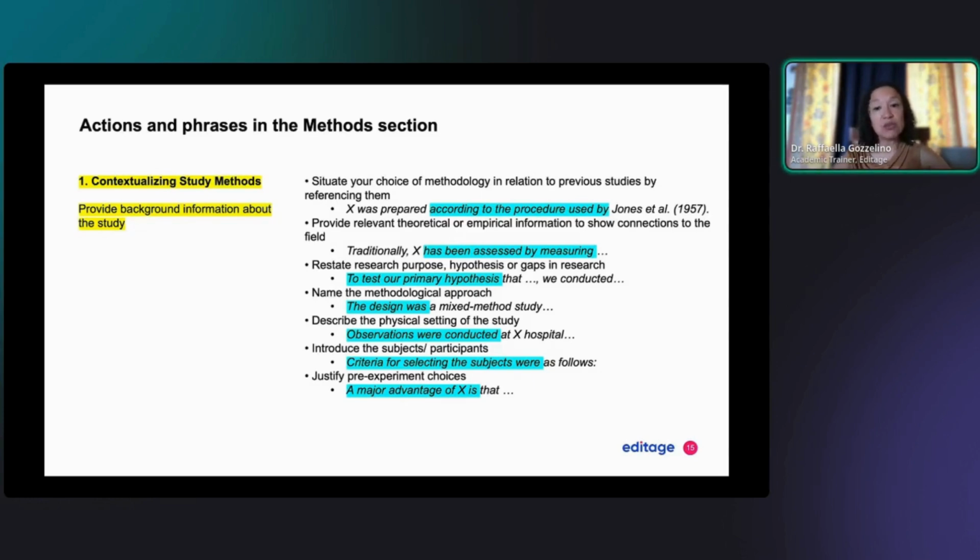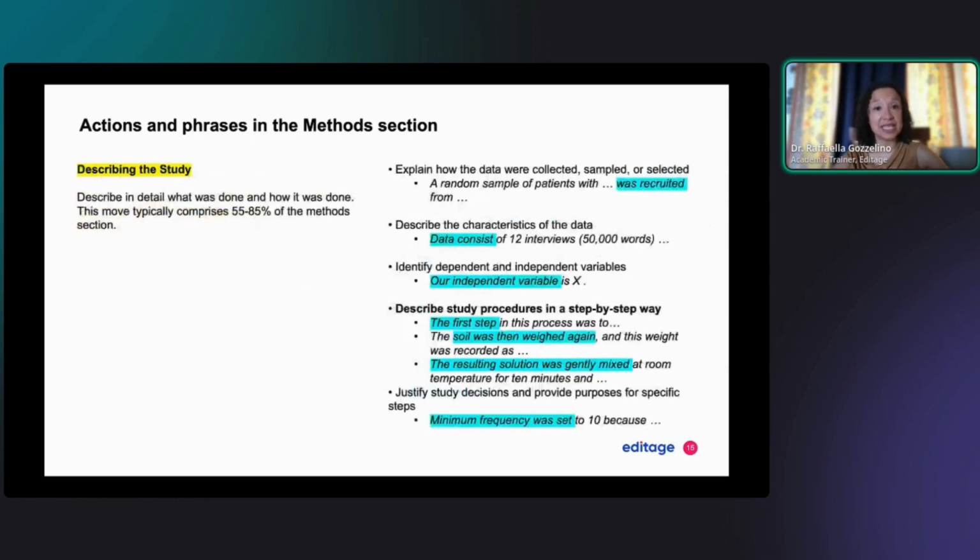"The design was a mixed method study," or describe the physical setting of the study, like, for instance, "observations were conducted at X hospital," or introduce the subjects and participants, like "criteria for selecting the subjects were as follows," or to justify pre-experiment choices, like "a major advantage of X is that."